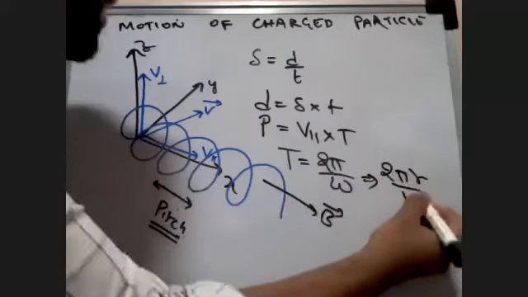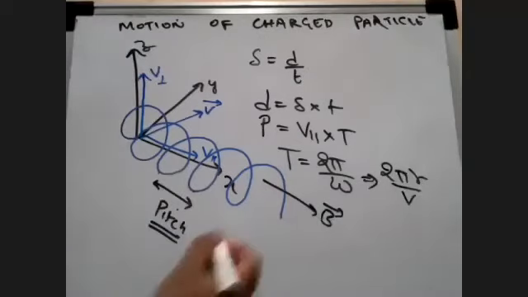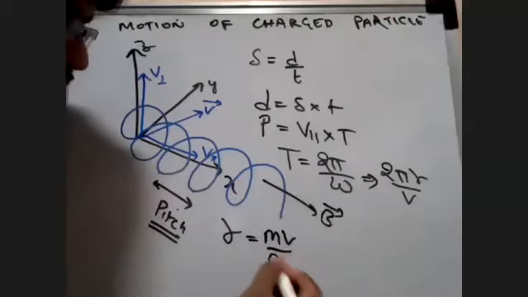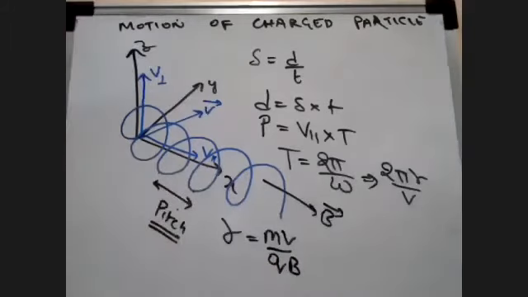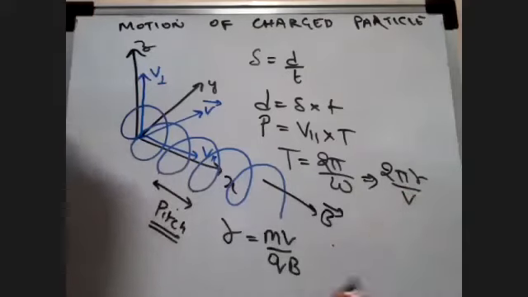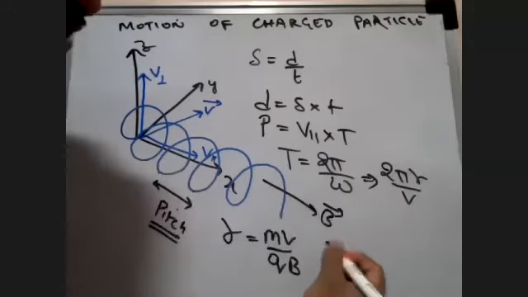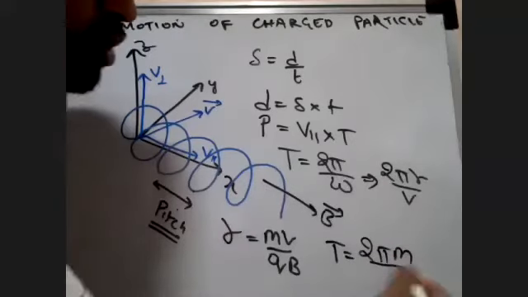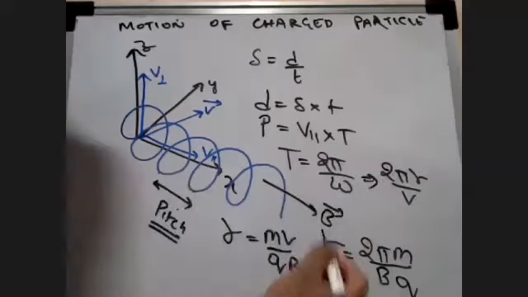If you know this much, then the second thing we know is that R is equal to mv upon qB. Substitute that value of R in the time period, and you will get T equal to 2 pi m upon Bq. So now we know the time period.